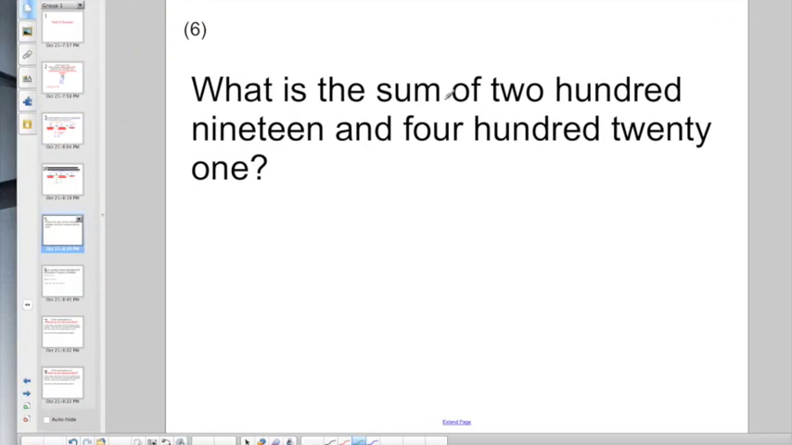Check out this one. What is the sum of 219 and 421? Hopefully you know what a sum is. I had some of the people not even getting this right the other day.